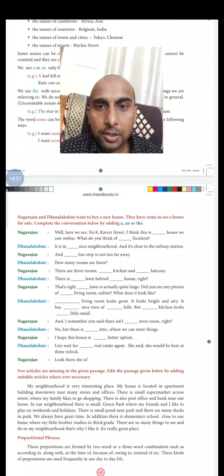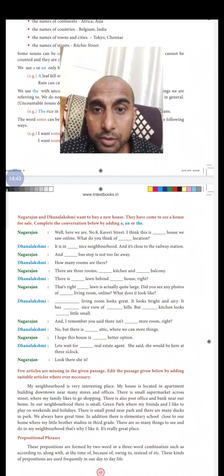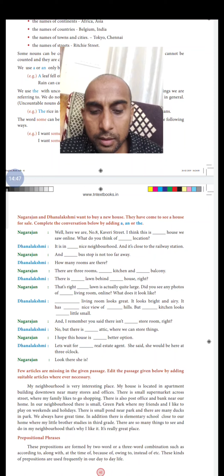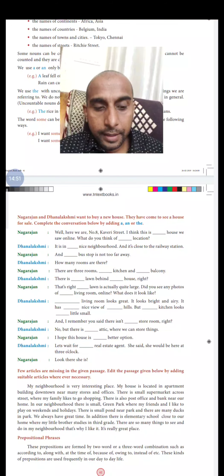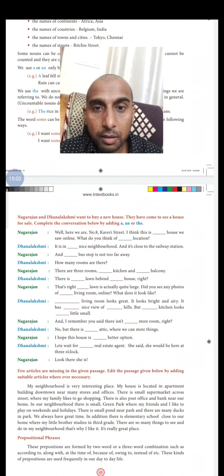Nagarajan and Dhanalakshmi want to buy a new house. They have come to see a house for sale. Complete the conversation below by adding a, an, or the. Well, here we are, number 8, Kaveri Street. I think this is the house we saw online. So you have to fill the blank with the. What do you think of the location?